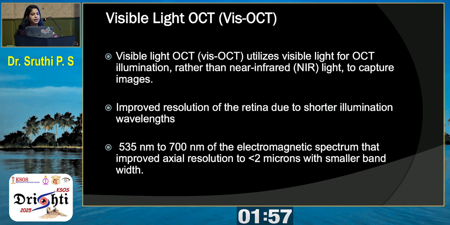Visible light OCT. We already learned that OCT uses near infrared light. Rather than using near infrared light, here visible light is used to capture the images. When we use visible light, we know the visible light spectrum is between 535 to 700 nanometer wavelength. So this is a shorter illumination wavelength, and it will increase the axial resolution, giving less than 2 microns with a smaller bandwidth.